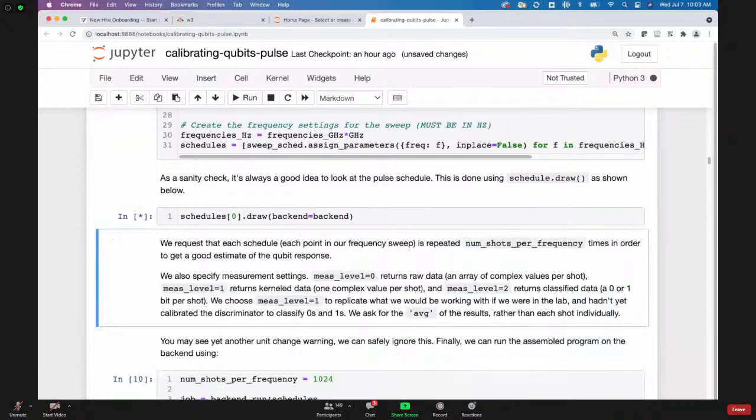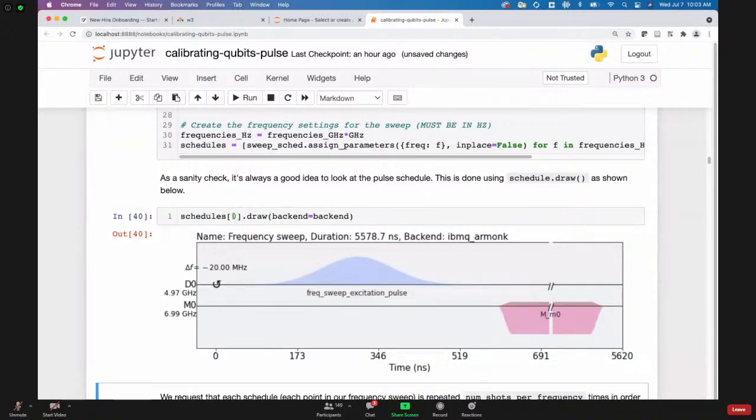The first one, I guess it's rounding this out. Maybe if I go to -1, you can see that the initial drive channel is being specified here at 4.97. The 6.99 gigahertz is the frequency of our readout resonator. As I mentioned earlier, you want the readout resonator to be well detuned from your qubit so that you're in this dispersive limit.